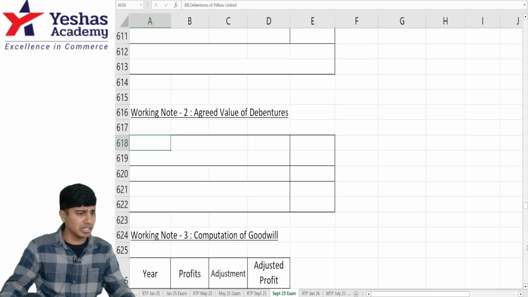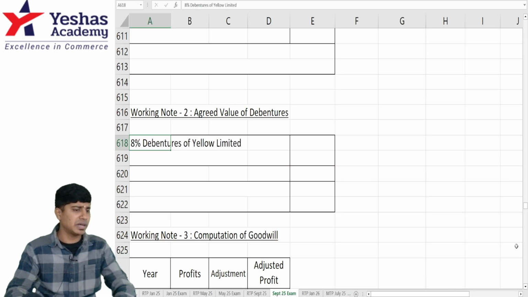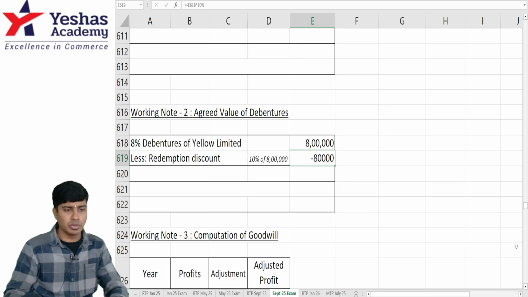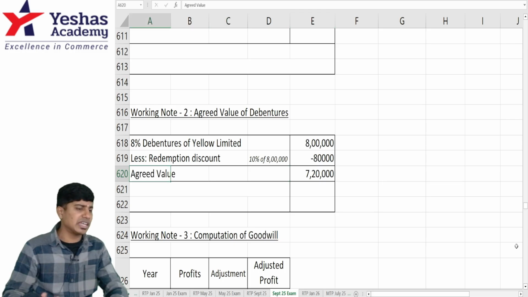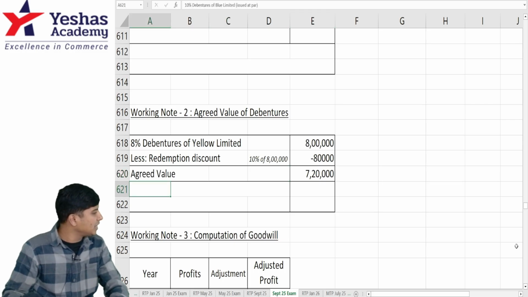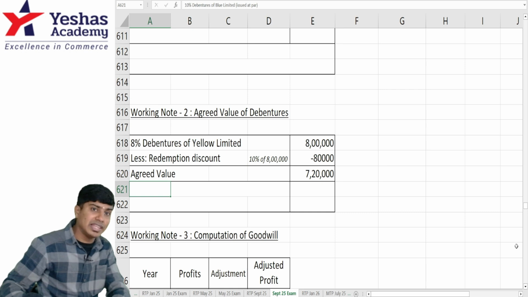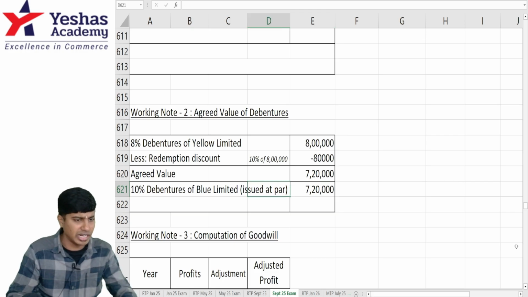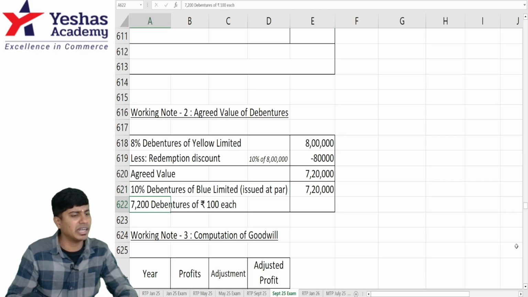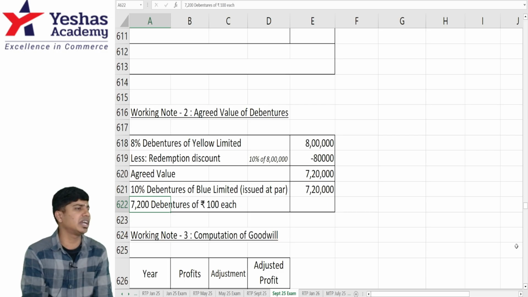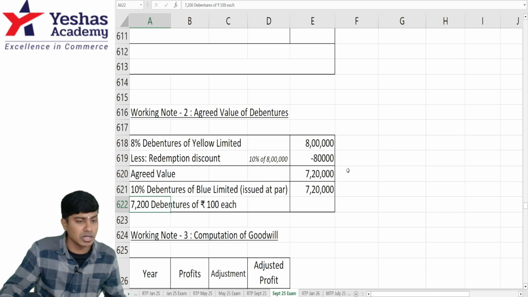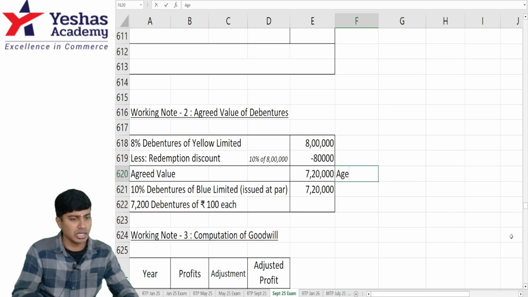If you want, I'll take one working note here. 8% debentures of Yellow Limited, nominal value 8 lakh, less redemption discount of 10% of 8 lakh, which comes to 80,000. If you deduct, you get 7 lakh 20. This is settled by issue of debentures newly in the company at par. So I'll divide it by 100. That will become 7 lakh 20 by 100 is 7,200 debentures of 100 each. Issue is at par. Redemption is at discount.